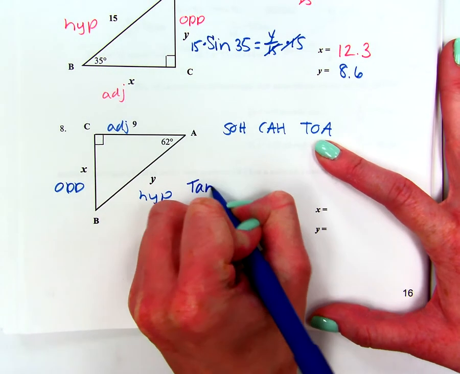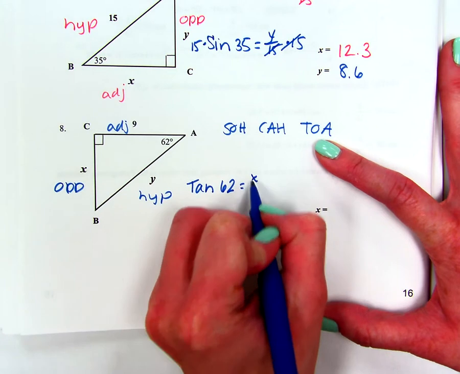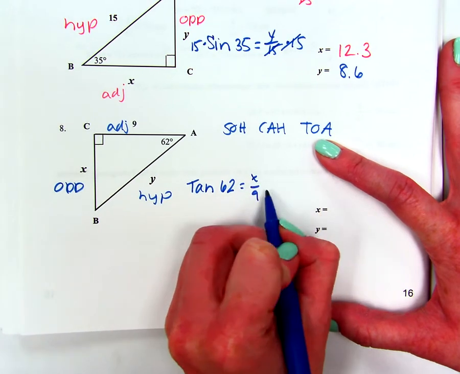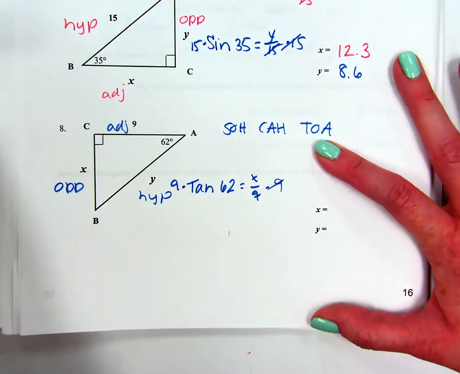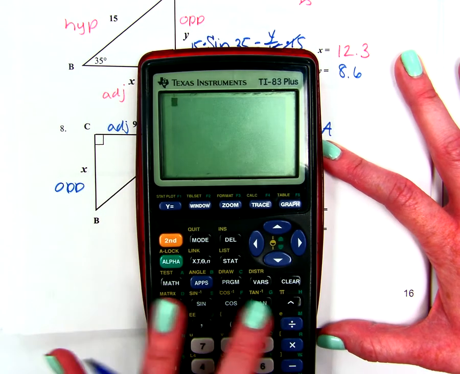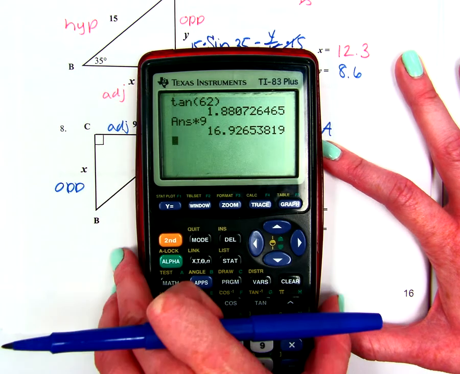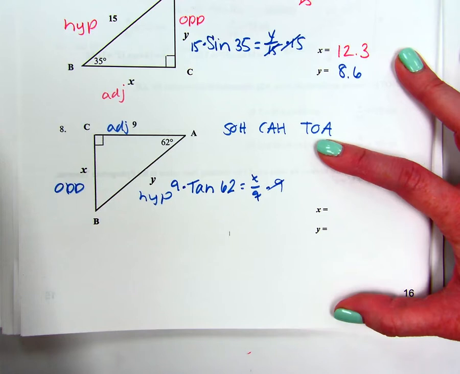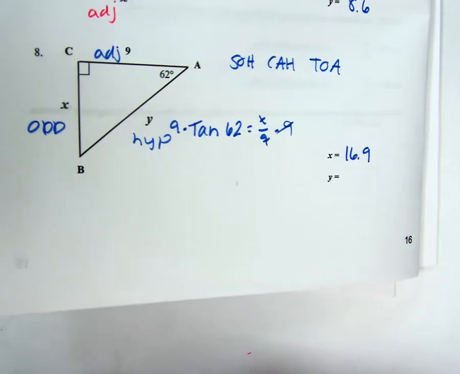So we are going to do the tangent of angle 62 equals opposite, which is x, over adjacent, which is 9. Multiply both sides by 9. And then we are going to plug that into our calculator. So we have the tangent of 62 times 9. So we get 16.9 for our x. And we're going to do the same thing to solve for our y.